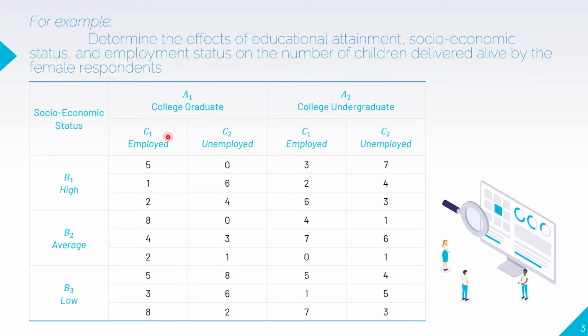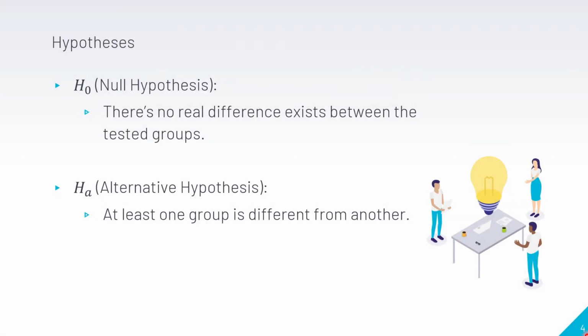Our employment status has two categories, which are employed and unemployed, under the first column of educational attainment, and this one also has employed and unemployed under college undergraduate, and that is our data. So let's find our hypothesis. The null hypothesis is that no real difference exists between the tested groups. The alternative hypothesis is that at least one group is different from another.